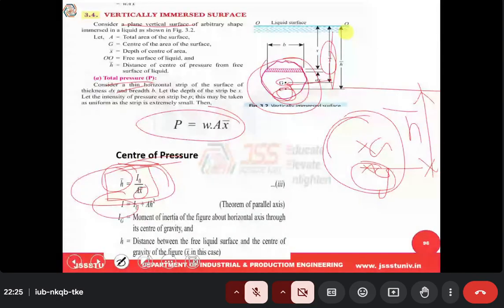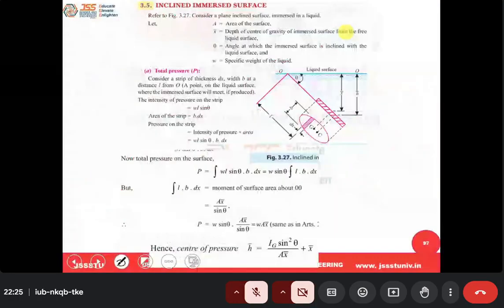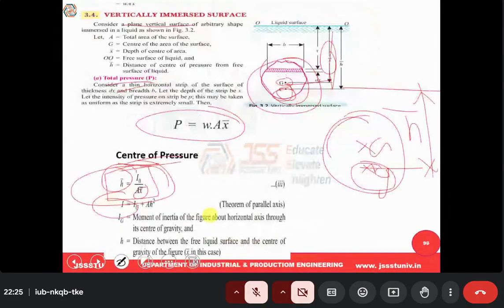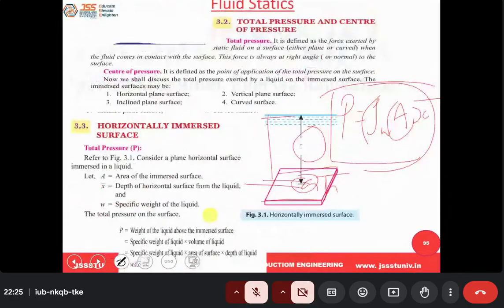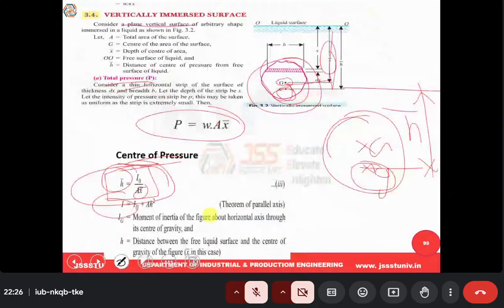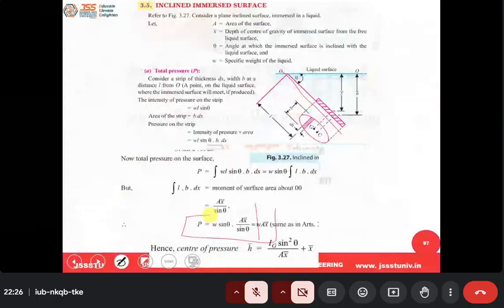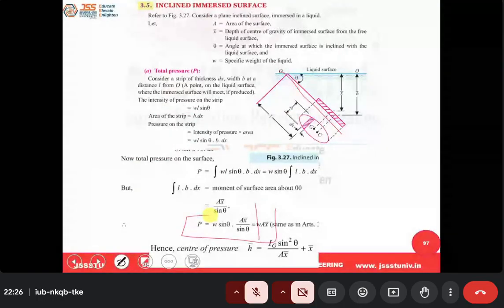Similarly, if the body is inclined, in this case, you can see it is at an angle theta now. Then what is the total pressure which is acting? So for this inclined body, in order to calculate the total pressure, this is the equation again, same thing. P is equal to W into A into X bar. Now that means in all these three cases, as we observed, body it may be horizontal, body it may be vertical, even body may be inclined, the total pressure acting is the same. That means the expression is the same, rho W into A into X bar.